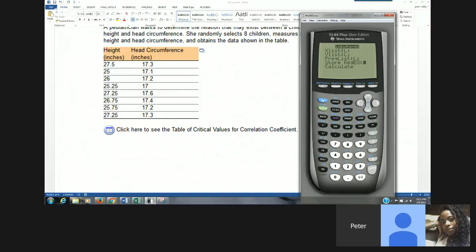To get the scatter plot, I go to stat plot, second y equals. Make sure my plot is on, and make sure that first icon is selected. That's where we get the scatter plot from. Then make sure it says list 1, list 2. From here, I want to go zoom 9, which is zoom stat, and it will draw me the picture. Yay!